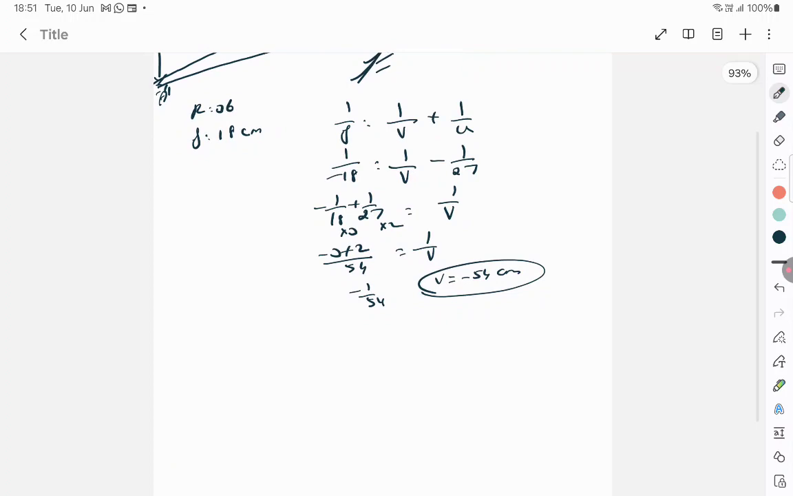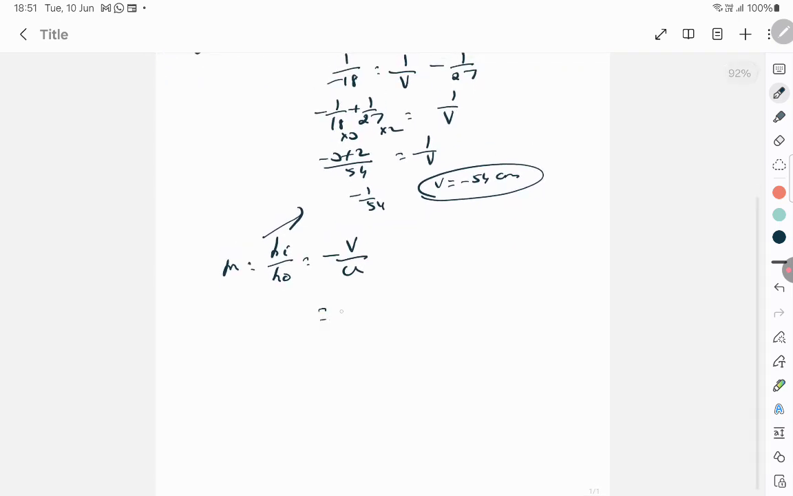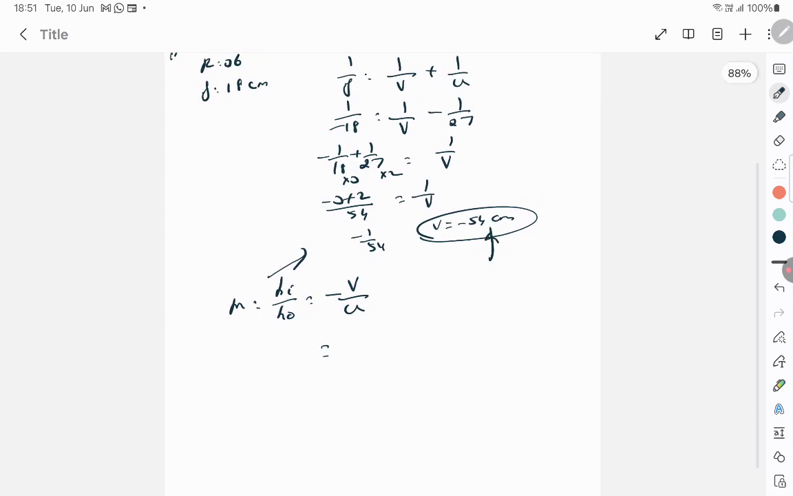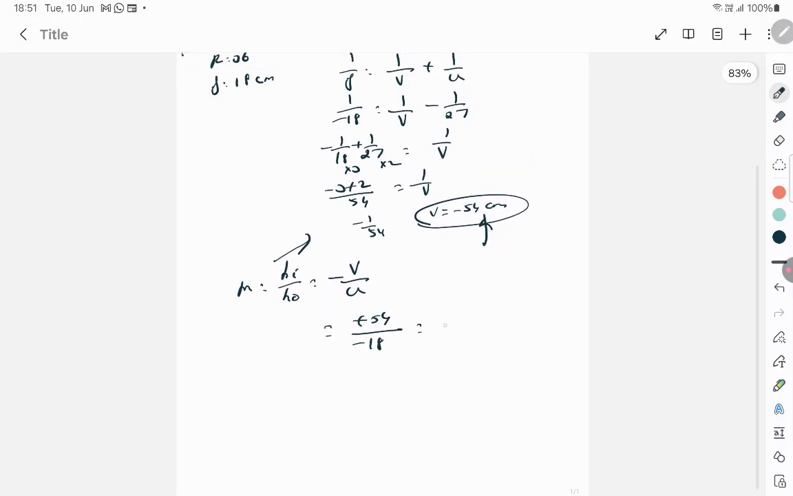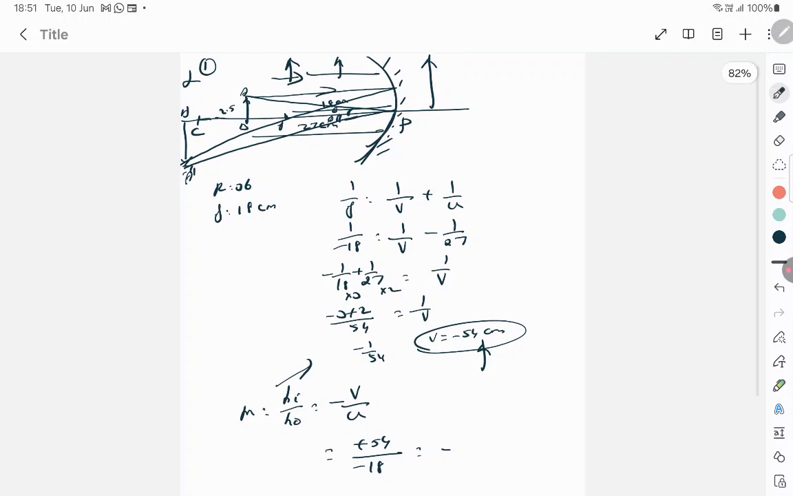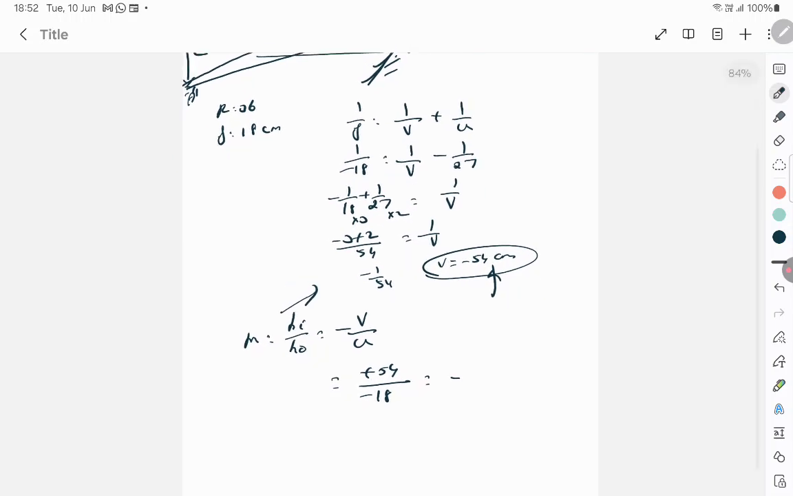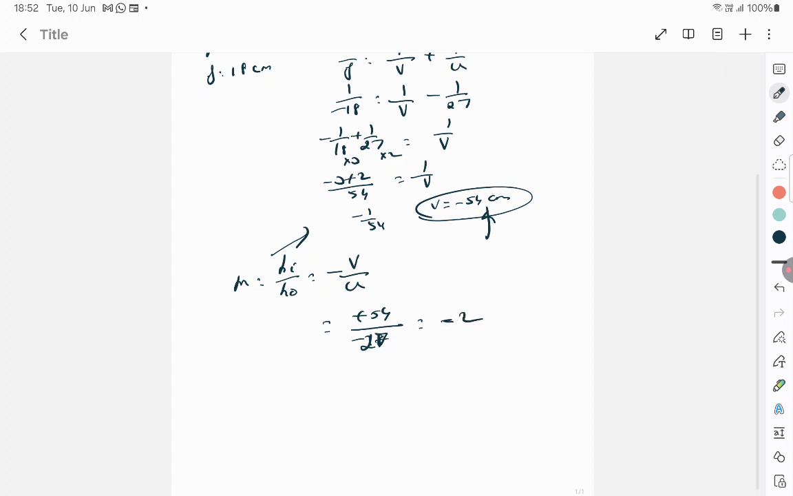Then they are also asking the nature and the size of the image obtained here. Magnification is nothing but Hi by Ho, which is also equal to, in the mirror, minus V by U. For lens it's V by U. You know that V is minus 54, so it will become plus 54 by U, which is negative. U is not 18, I think U is 27, right? 27. So then you get minus 2.